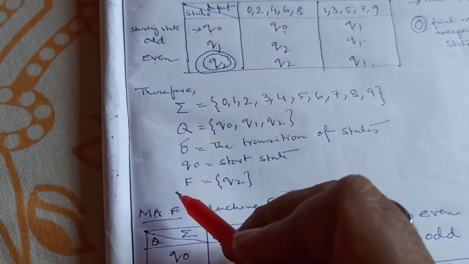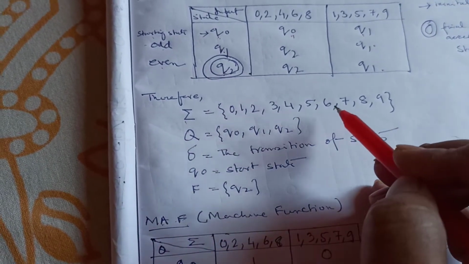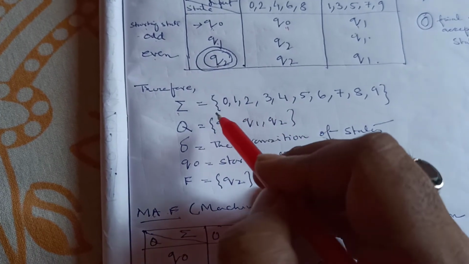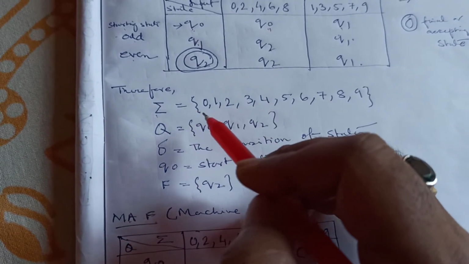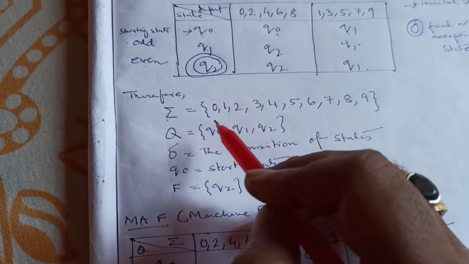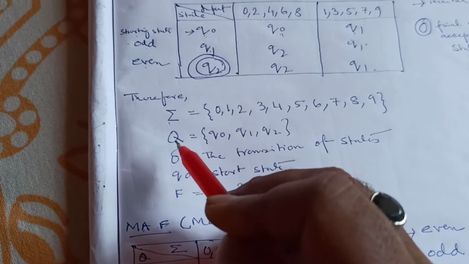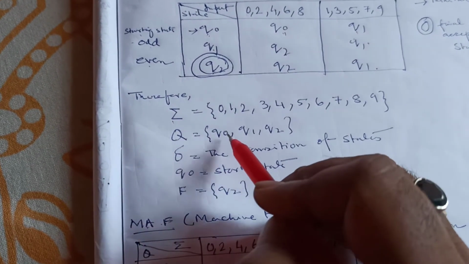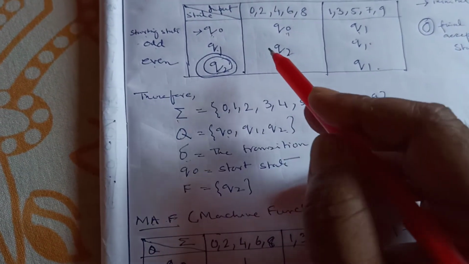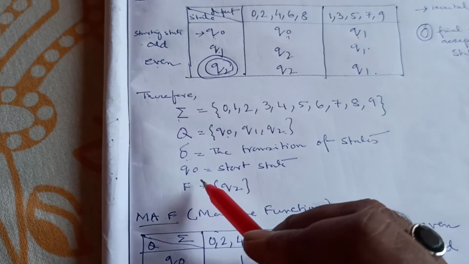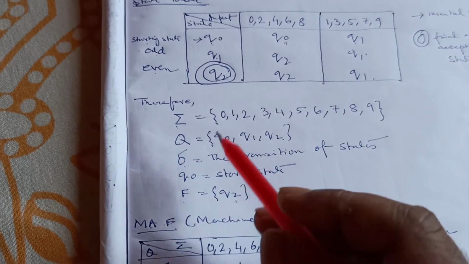Now these are the assumptions. Sigma, that is the input symbols. These are the various input symbols 0, 1, 2, 3, 4, 5, 6, 7, 8, 9. These are the possible inputs, because you have to check whether a given decimal number is even or odd, and any decimal number can be created using these symbols 0 to 9. The states are Q0, Q1 and Q2. Delta is the transition of states that I have described in this table. Q0 is the starting state or initial state. Capital F is the final state, that is Q2.